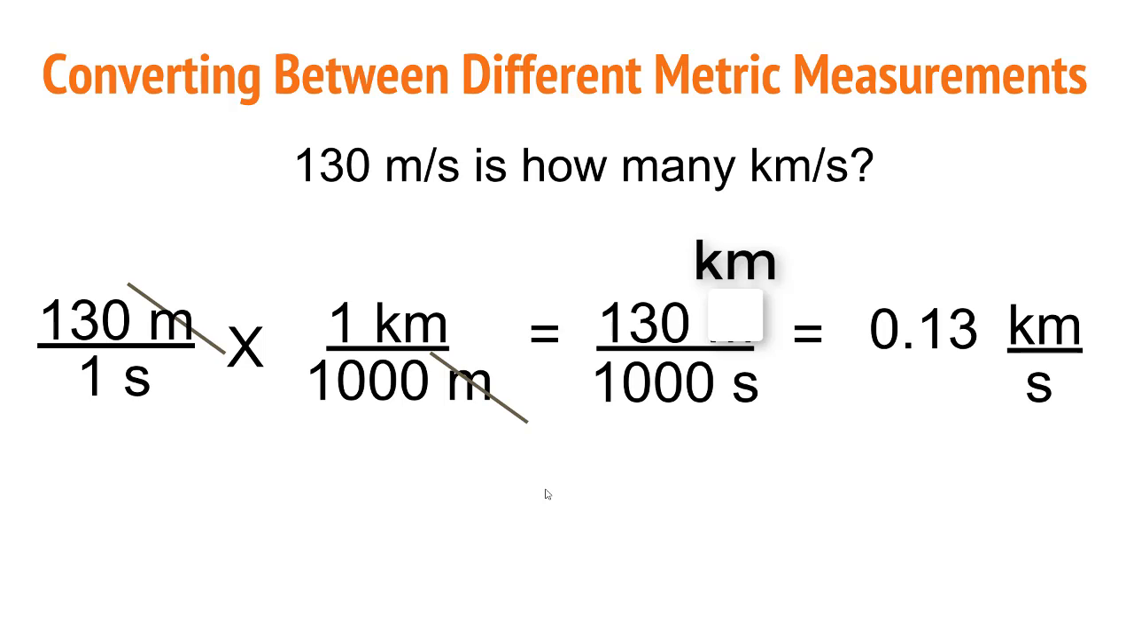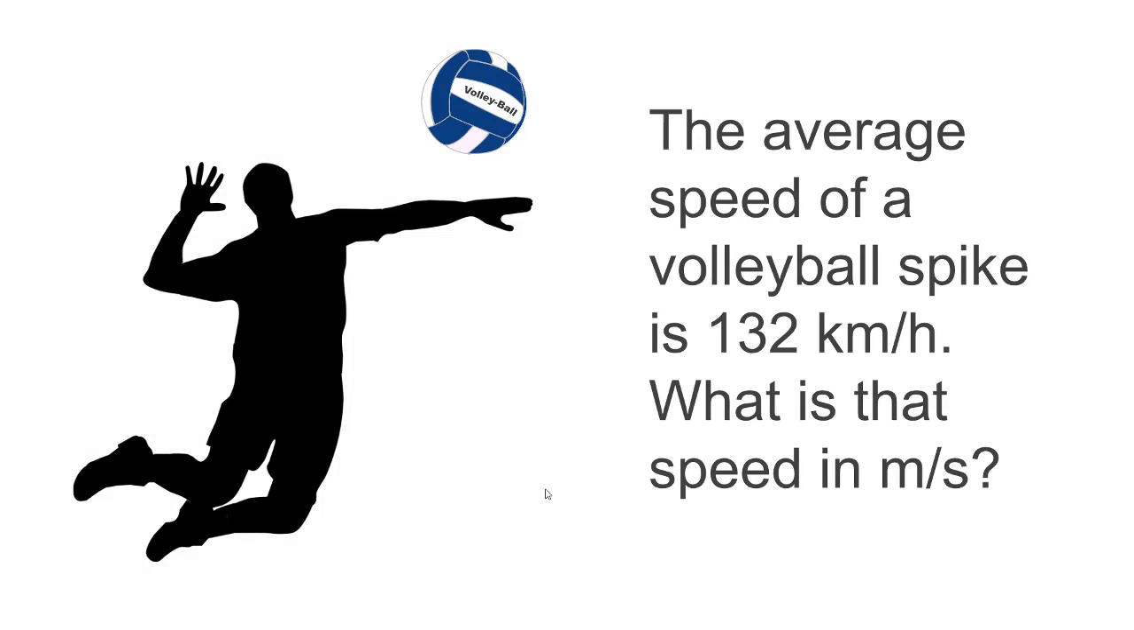Okay, let's try something a little bit more complicated, something like a word problem. The average speed of a volleyball spike is 132 kilometers per hour. That's really fast. It's almost as fast as my wife drives when she has to get somewhere in a hurry. What is that speed in meters per second?